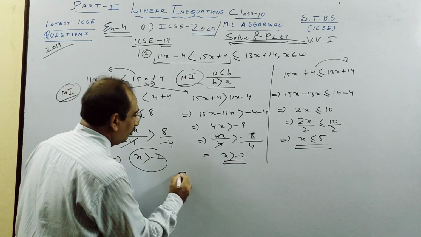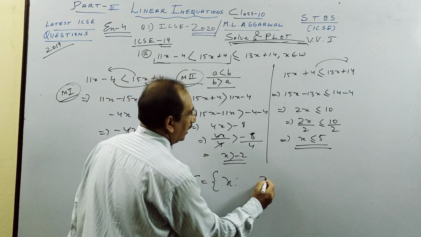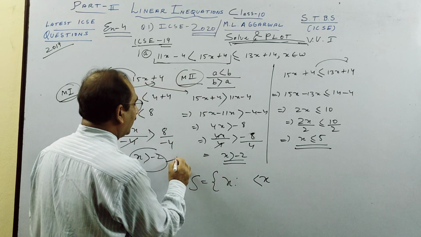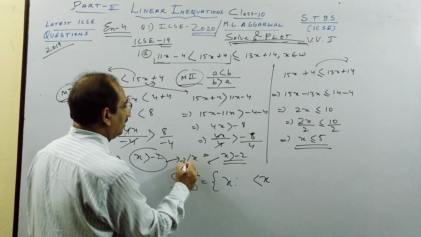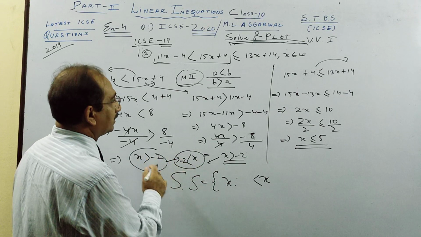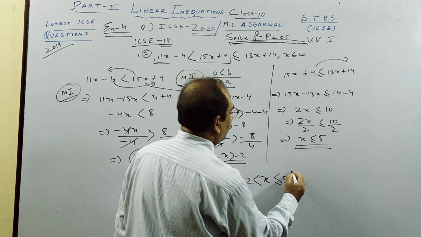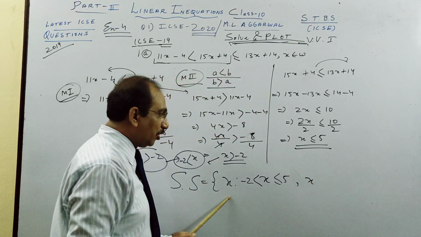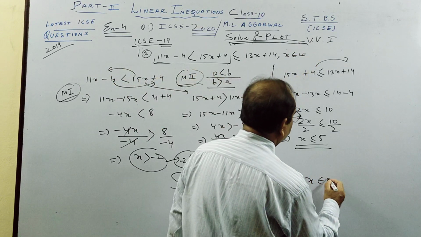So finally what we get, children, the solution set is x such that x is greater than minus 2, both have the same meaning. x is greater than minus 2 and less than or equal to 5, and x belongs to, this is very important, this will not give you a mark, x belongs to whole numbers.